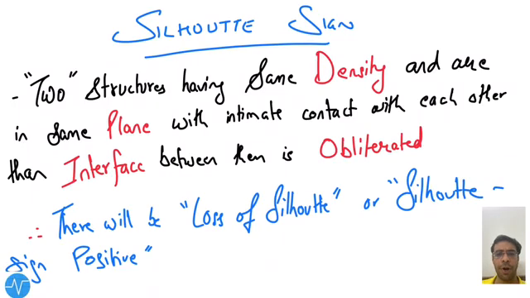Silhouette sign. What is silhouette sign? If two structures have the same density and they are in the same plane in contact with each other, then the interface between the two structures is obliterated or vanished. This is silhouette sign. Now how will you say this? You have to always say that there is loss of silhouette, or silhouette sign positive.